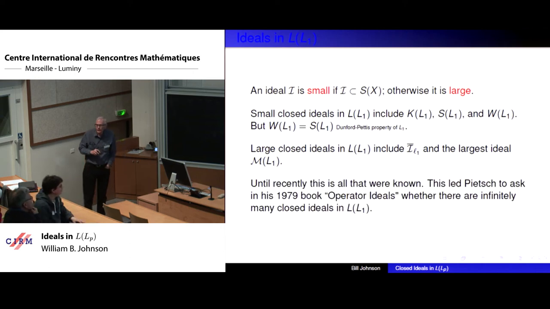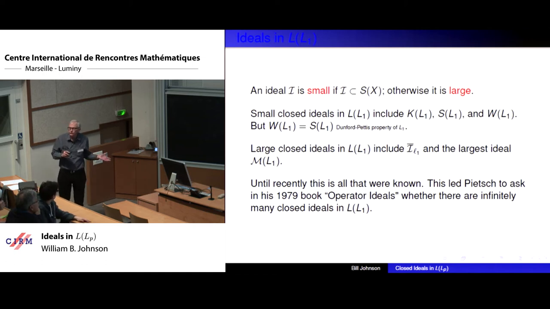Now, interestingly enough, these four ideals was all that was known for a very long time. And this was one of the problems that Pietsch mentioned in his book, Operator Ideals, whether you can have infinitely many closed ideals. So we have four.